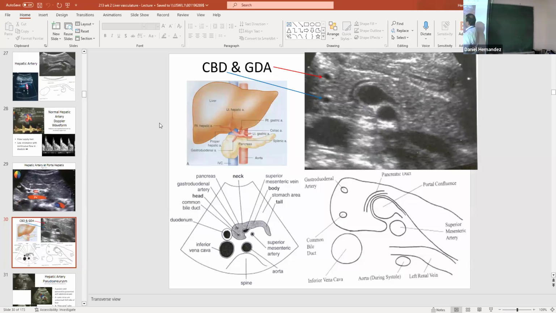You can tell the difference between the two when you put your color on. One of these is going to fill with color, one is not. The bile duct will not fill with color because it's not a vessel. The bile is just moving very, very slowly. The machine doesn't pick up any movement of blood or movement of the bile. It'd be crazy if it did.